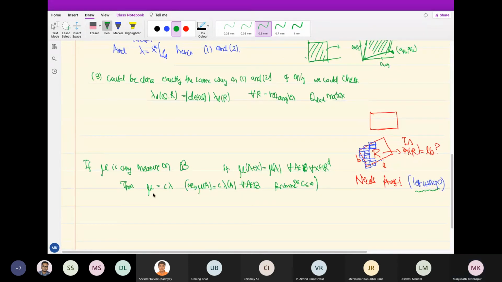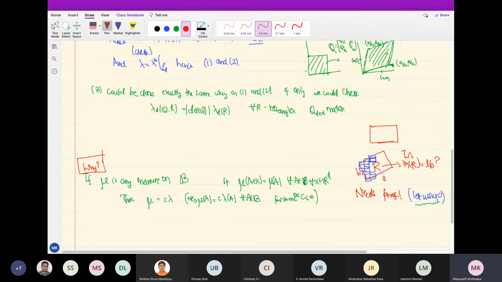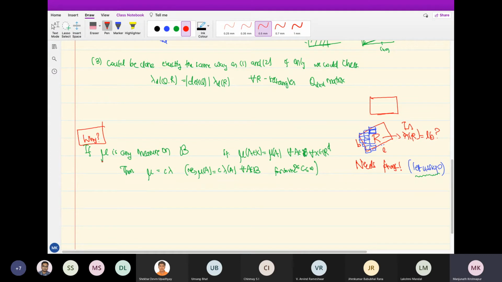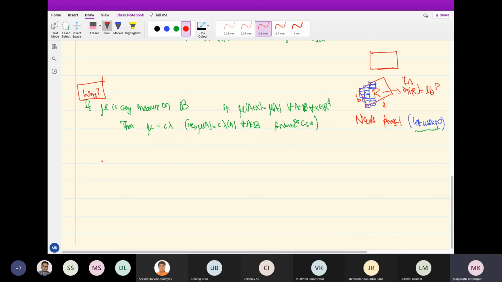Why? This is a multiple of this. Well, the point is, okay, so maybe I just leave it as an exercise. So I'll move on to something else. This is a fact. So basically, you just see what happens to rectangles. You multiply by a constant so that mu and lambda agree on rectangles. Once they agree on rectangles, that's a pi system which generates the sigma algebra. Therefore, they will agree on the sigma algebra. That is one way of doing it.